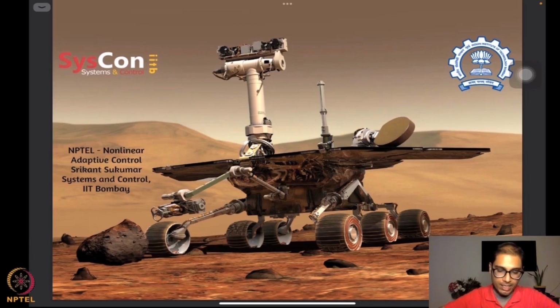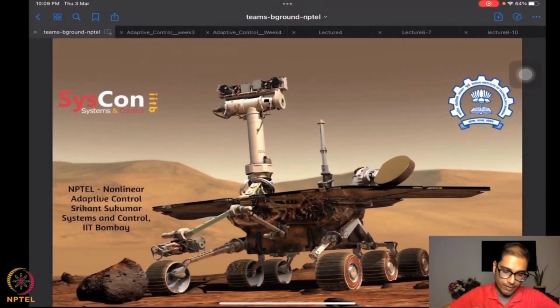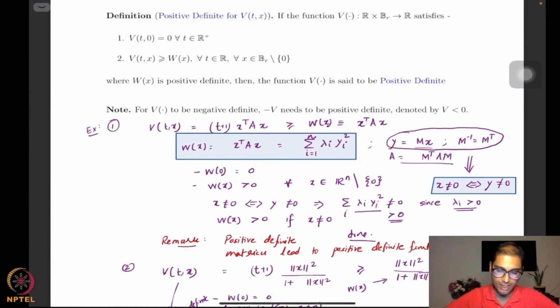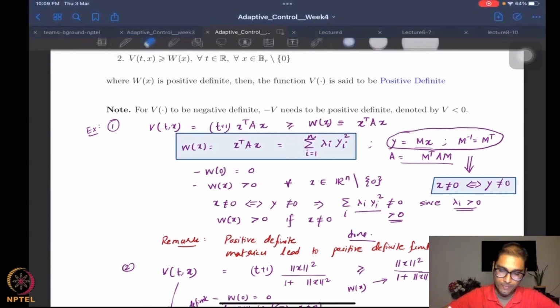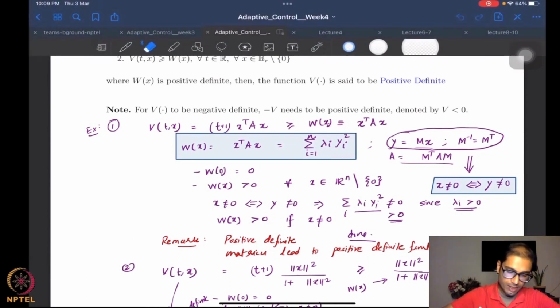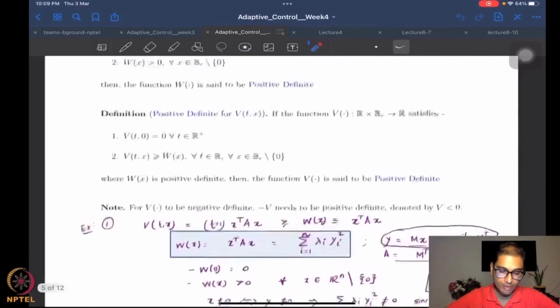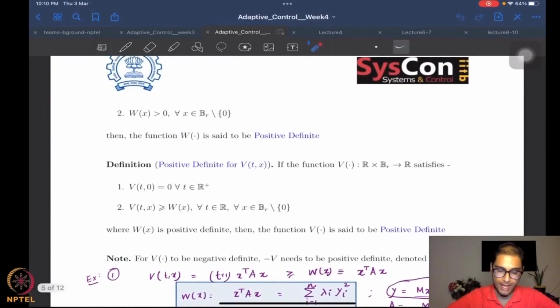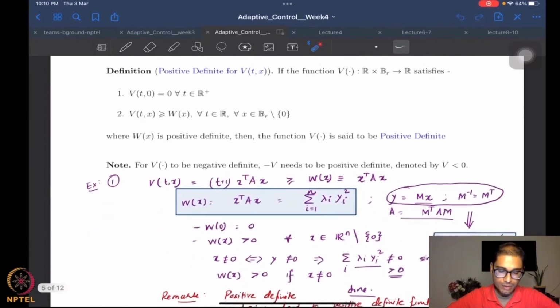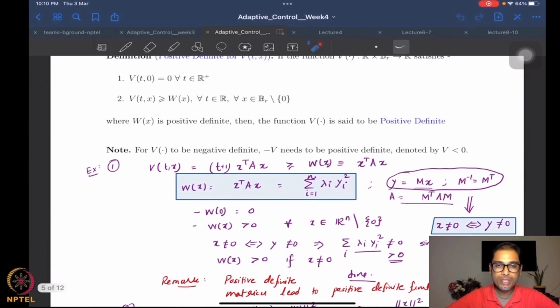So until last time, what we were doing was essentially discussing the notion of positive definiteness, right? We were talking about positive definite functions. So this was one of the building blocks in the Lyapunov theorems, right? We talked about what a positive definite function is, and after that we wanted to look at a few easier tests for positive definiteness, right?